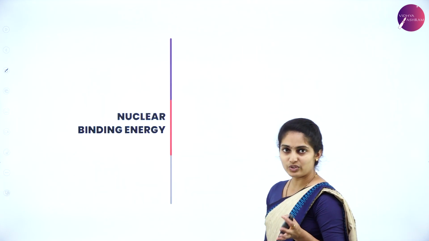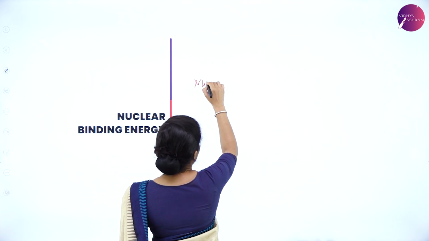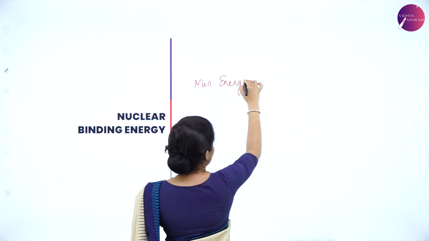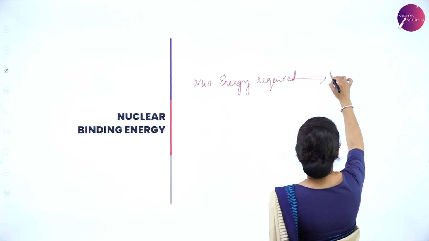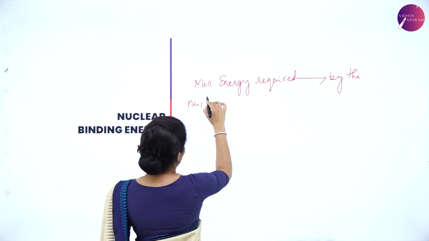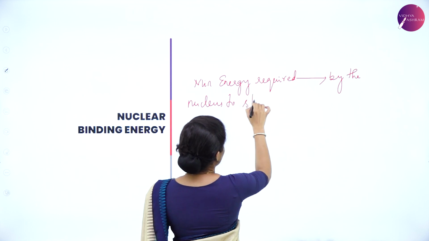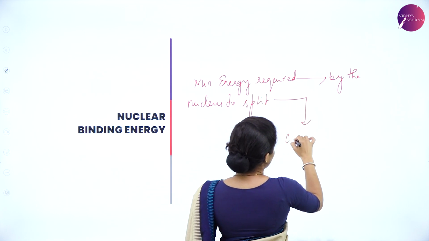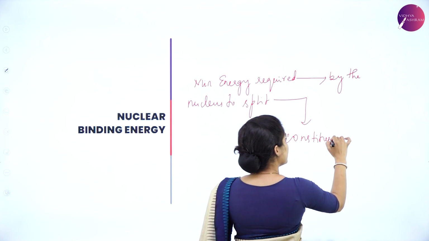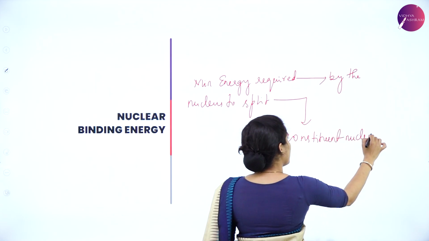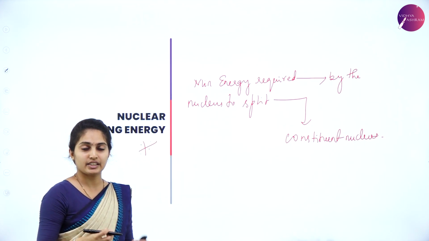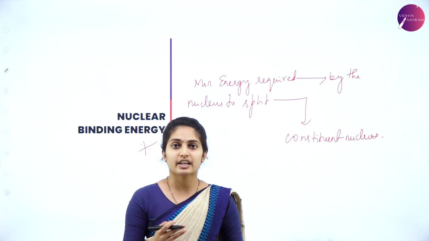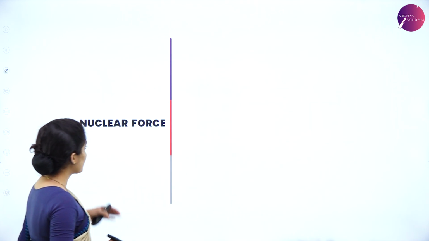And next we are going to nuclear binding energy. So what is the binding energy of a nucleus? It is the minimum energy required by the nucleus to split up into its constituent nucleons, and that is called the binding energy. And the definition is very important, wherein you will have a binding energy curve, for which you have a certain set of graphical representations.